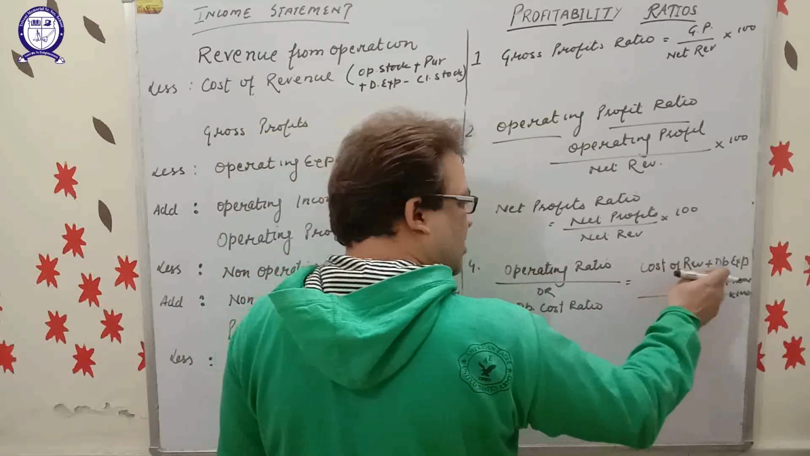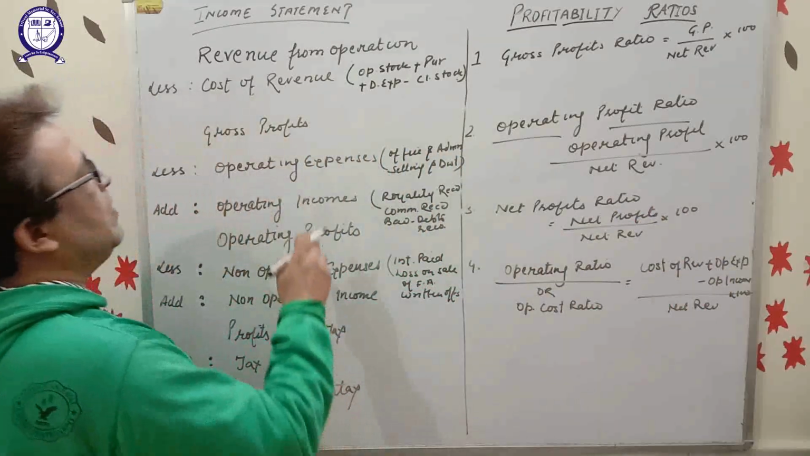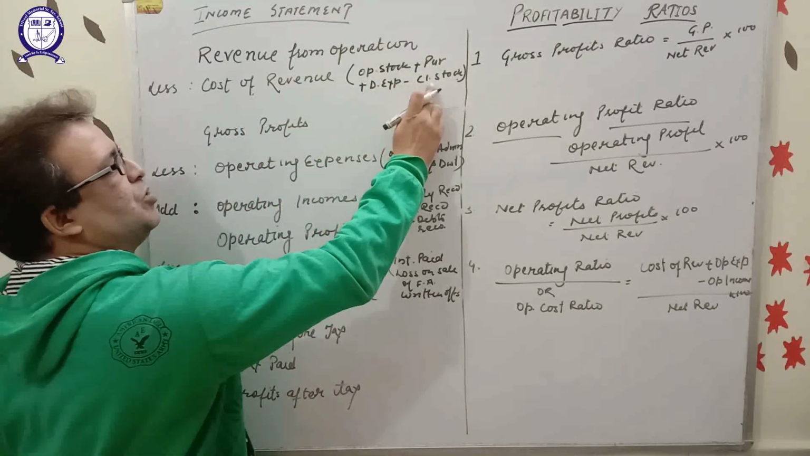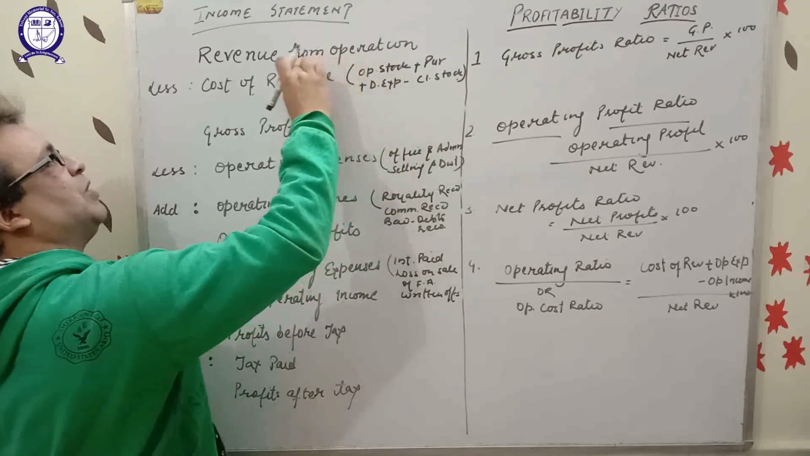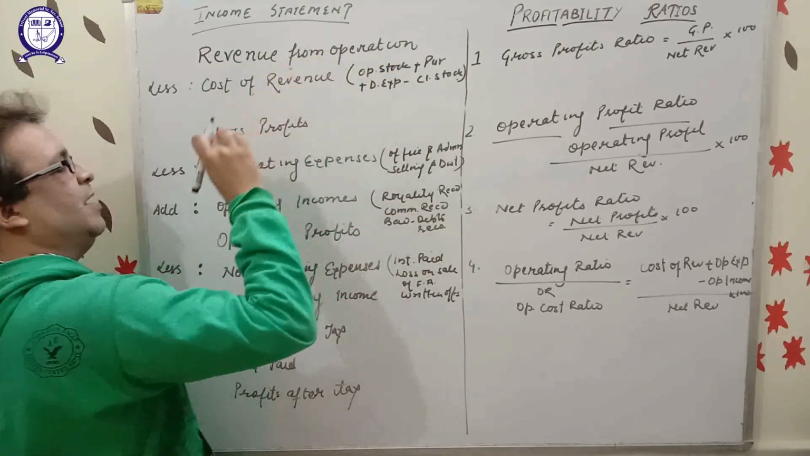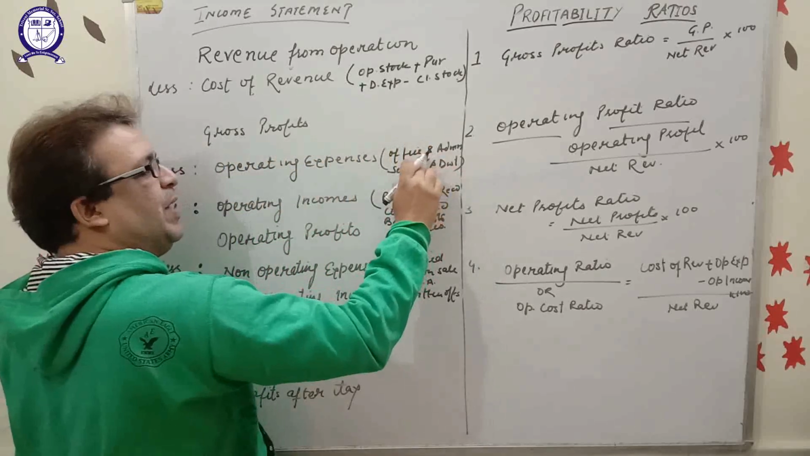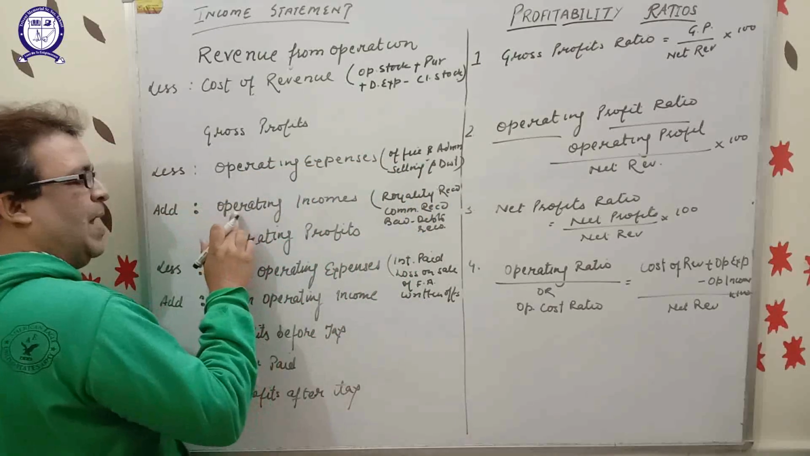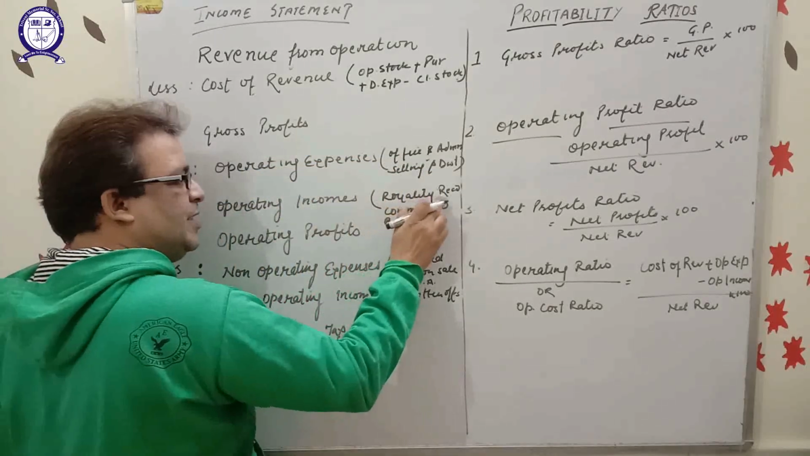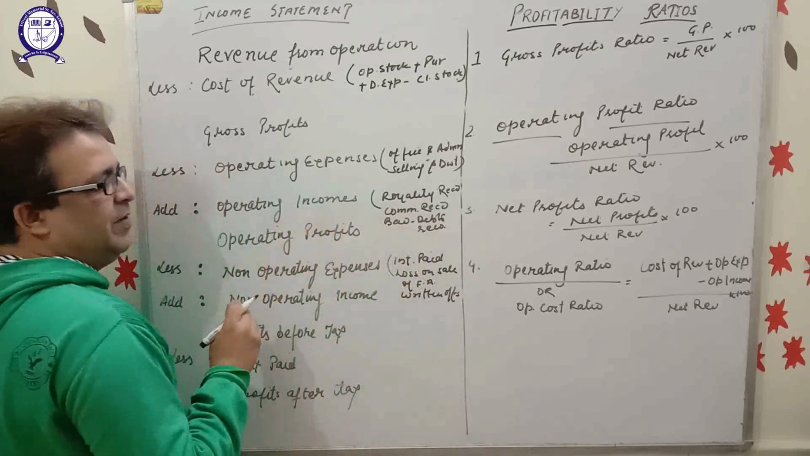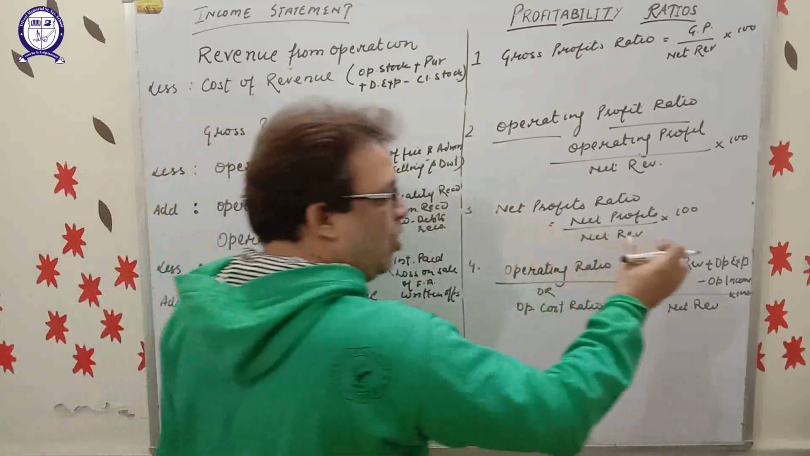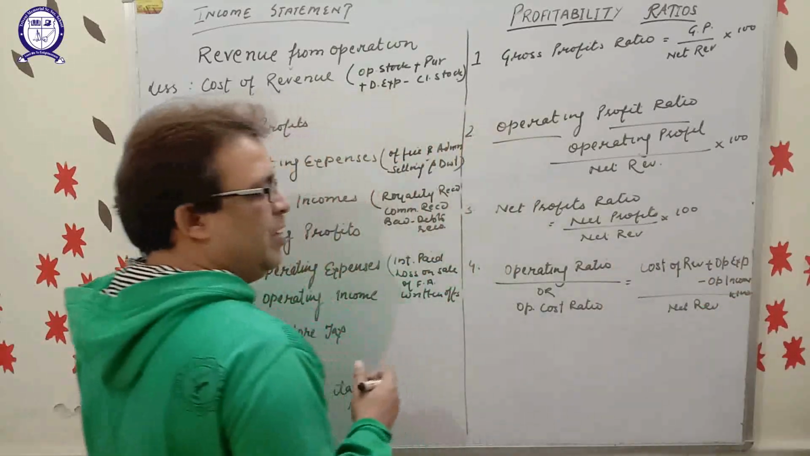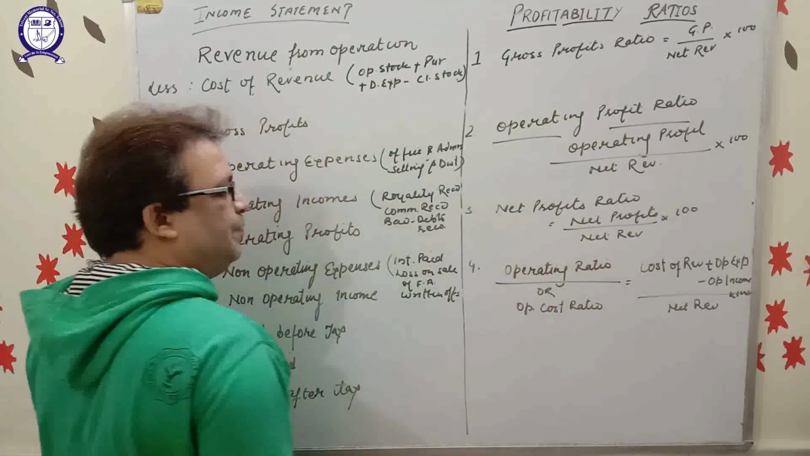Cost of revenue plus operating expenses. For cost of revenue, we calculate opening stock plus purchase plus direct expenses minus closing stock. First of all, we have to calculate cost of revenue, then add operating expenses: office and administration, selling and distribution, minus operating income: royalty received, commission received, bad debts recovered. So this is called operating cost, divided by net revenue into 100. The lower the ratio, the better.